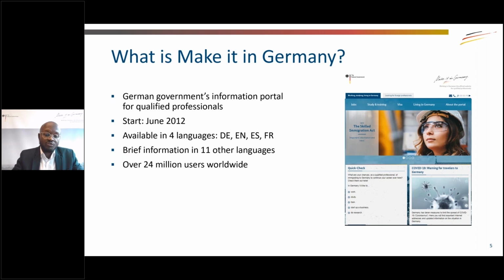So the aim of the portal is to encourage and to inspire qualified professionals from around the world to come and work in Germany. That's actually the aim of the portal. And since 2012, we have had over 24 million users worldwide. That is a sign that a lot of people are using the website to get all the information they need in order to plan their migration.